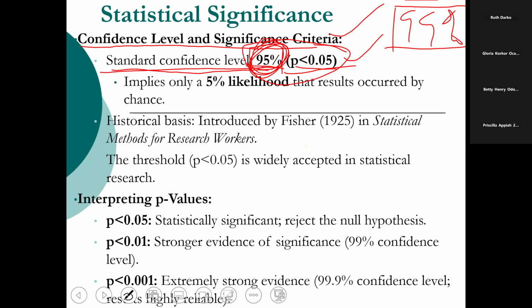One of the key things you must know is, if a 95% confidence interval is 5%, what about 99%? What will it be in terms of significance level?